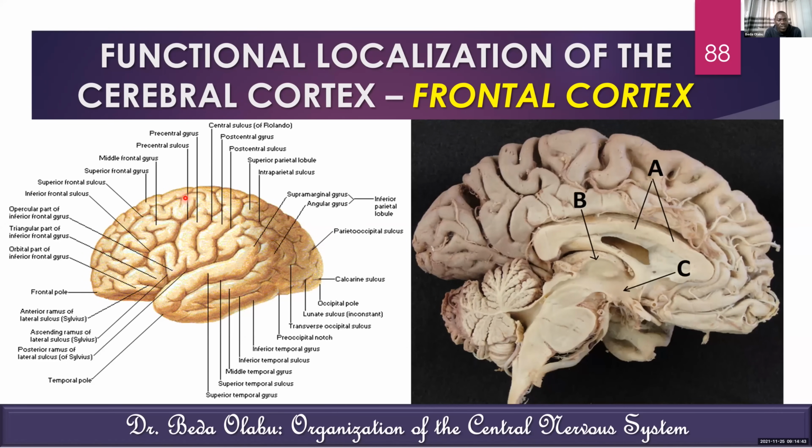Follow the three gyri anteriorly, and they appear to merge anteriorly here. That point where they appear to merge is called the frontal pole. Let's have those in mind as I teach you the cortical regions housed by those gyri. Remember, I've mentioned the precentral gyrus, superior frontal, middle frontal, inferior frontal, and frontal pole so far.